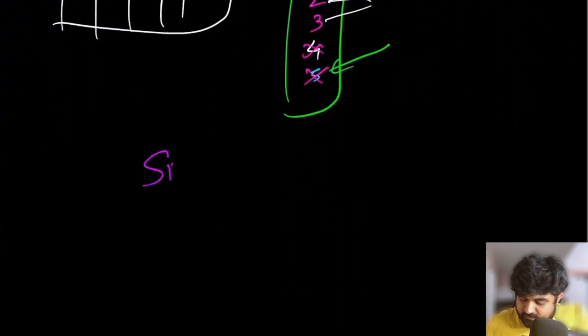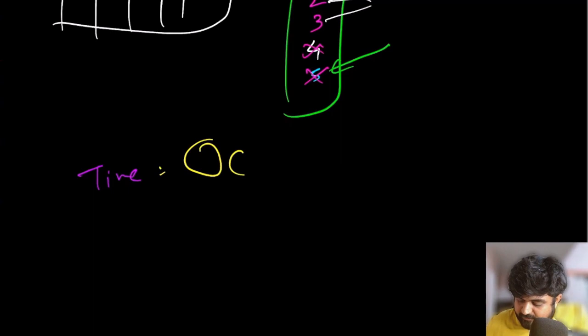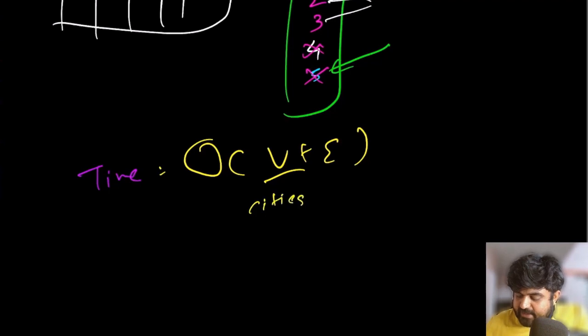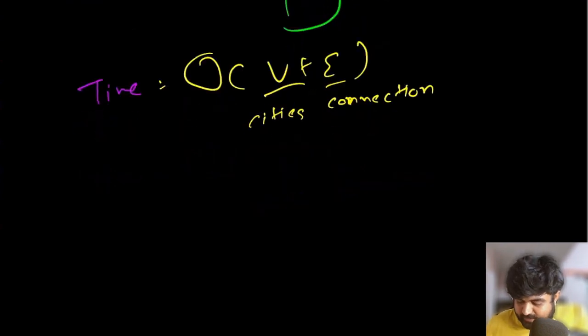If we see the time and space complexity for this one, basically the time complexity is going to be big O of V plus E, where V is the number of vertices or number of cities in this case, and E is the number of edges or the connections between the cities that we are given. Pretty simple, and this is pretty standard.